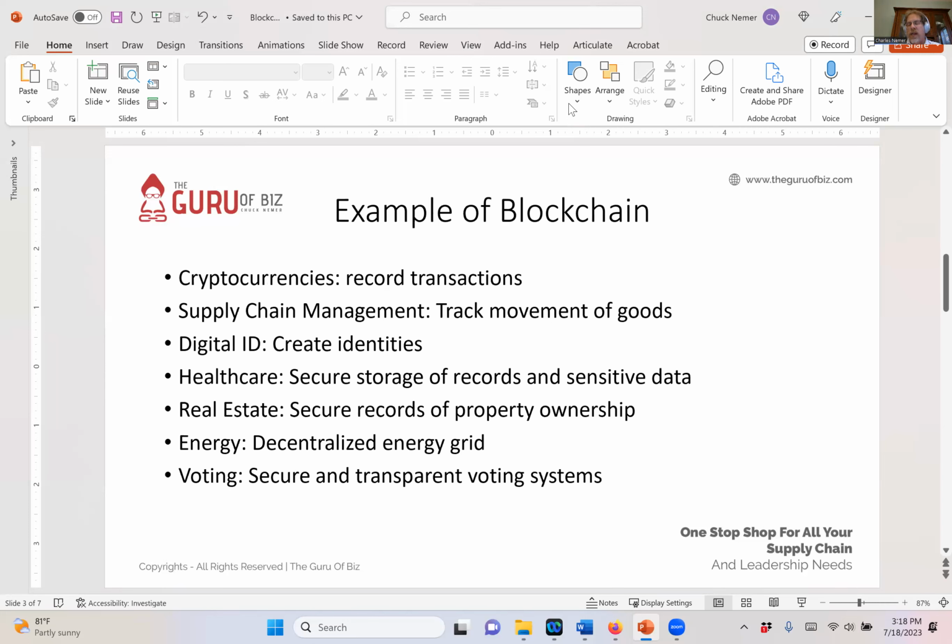Now, here are some examples that you see up here. Cryptocurrencies, supply chain management to track movements, digital identity. We can create identities for individuals that are secure. In healthcare, we can securely store medical records. Real estate, as an example, create transparent records of property ownership. Energy: we can decentralize things where we can buy and sell energy units directly from each other. And even in voting, we can have secure and transparent online voting systems.